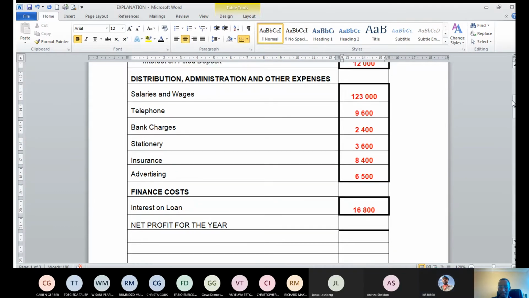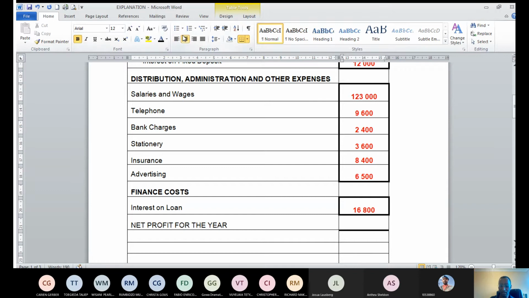Yep. Okay. So my distribution, administrative and other expenses consist therefore of salaries and wages, telephone, the bank charges, the stationery, insurance, and the advertising. I add all of that up.